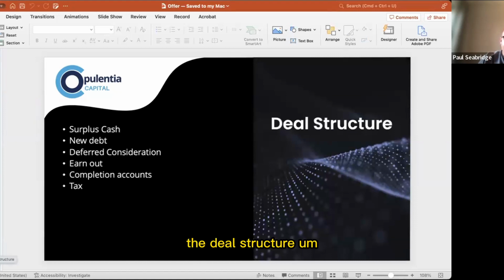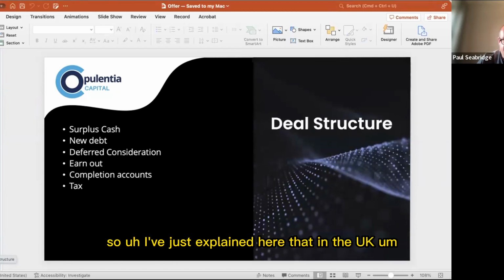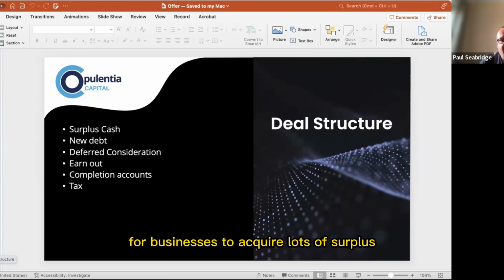So in terms of the deal structure, I'll just explain here that in the UK, it's not uncommon for businesses to acquire lots of surplus cash over the years. Maybe the business owner has owned the business for 30 years and they've taken out reasonable dividends to support their lifestyle, but maybe the business is making more profits than the business owner actually needs to take out. So what they might do is leave some cash in there every year, and over many years that could accumulate to quite a substantial sum.